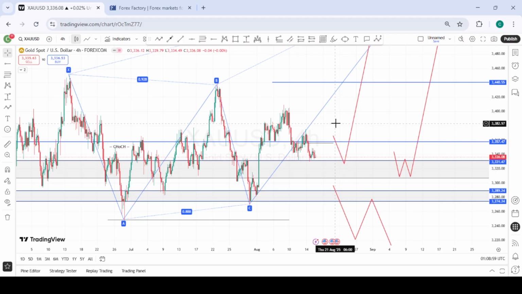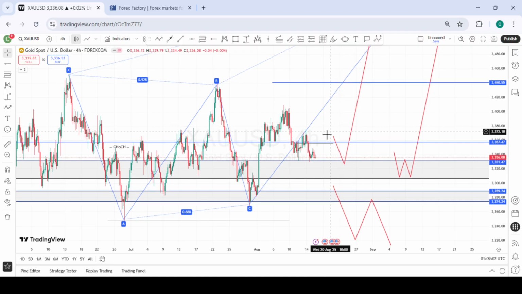So for the coming week on gold, we're expecting price to pull back maybe a bit deeper into this area of interest, give us some structural confirmations or some structural shifts or bullish confirmations. Then we'll be looking forward to buy to the upside.